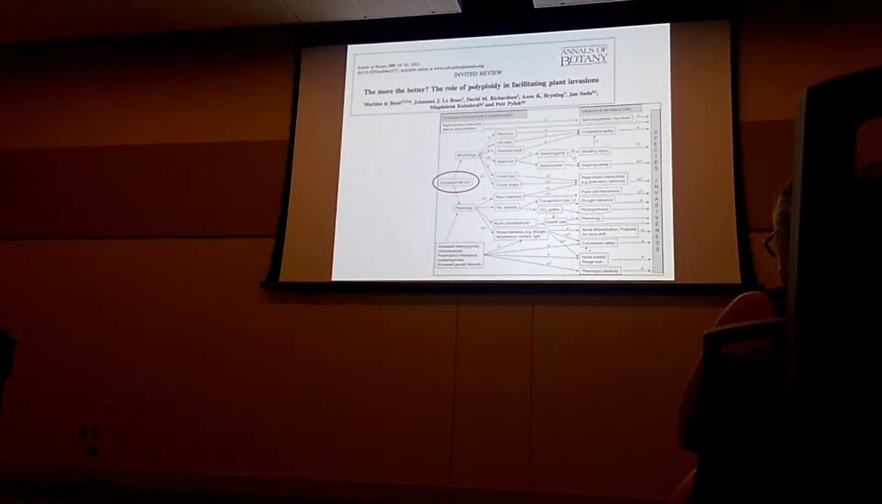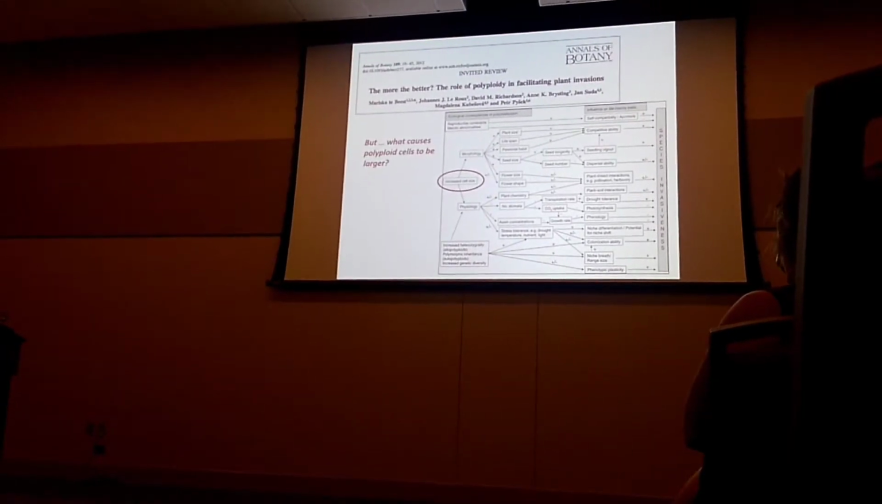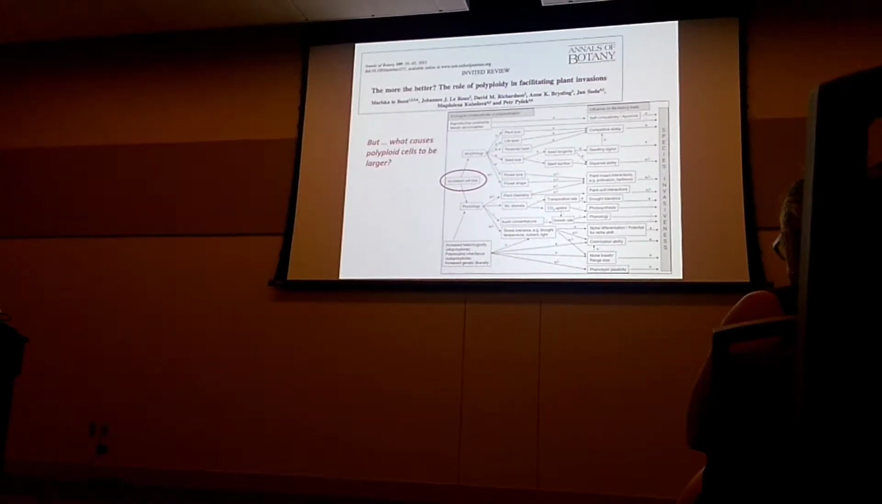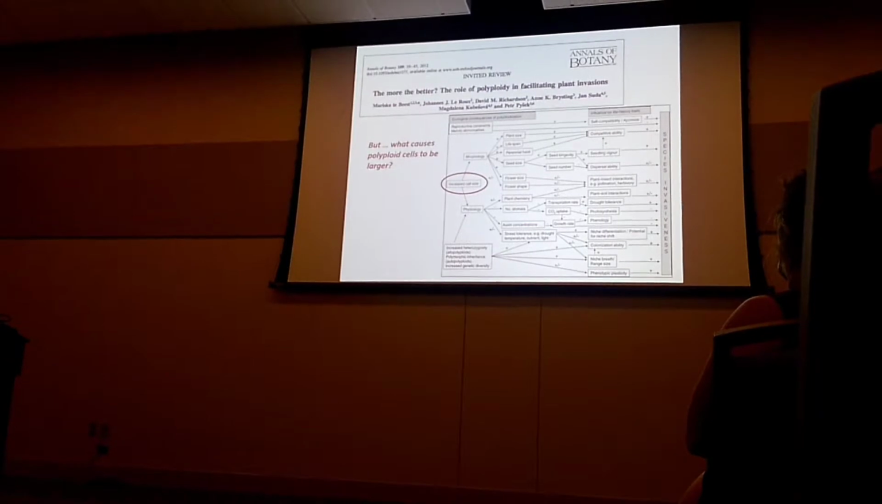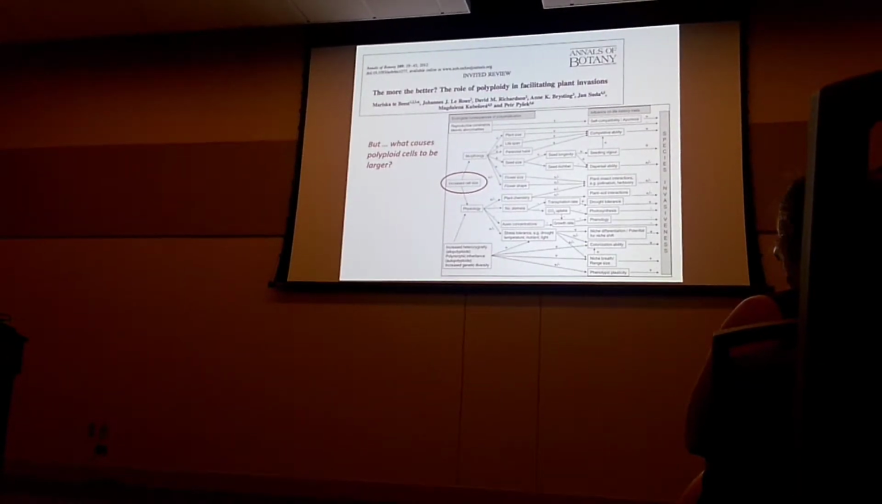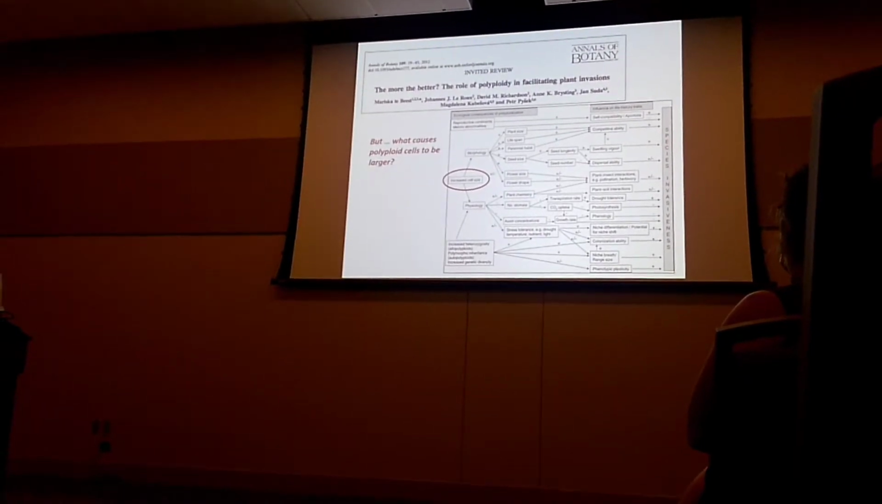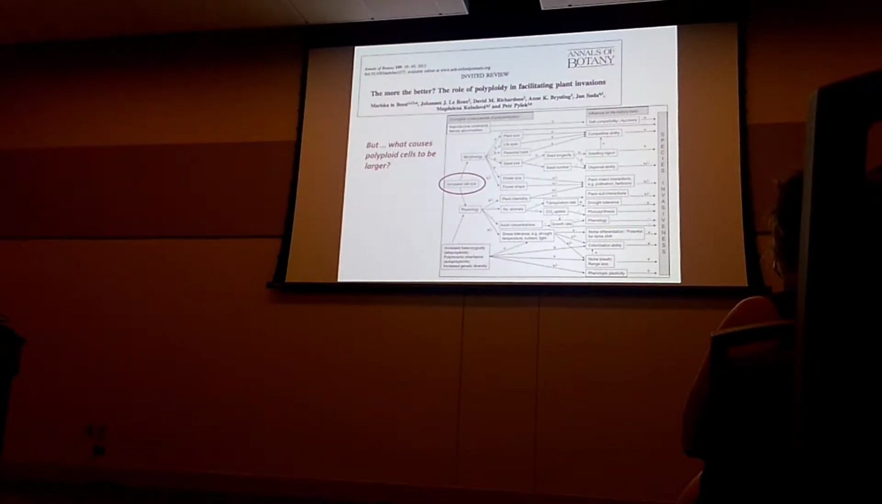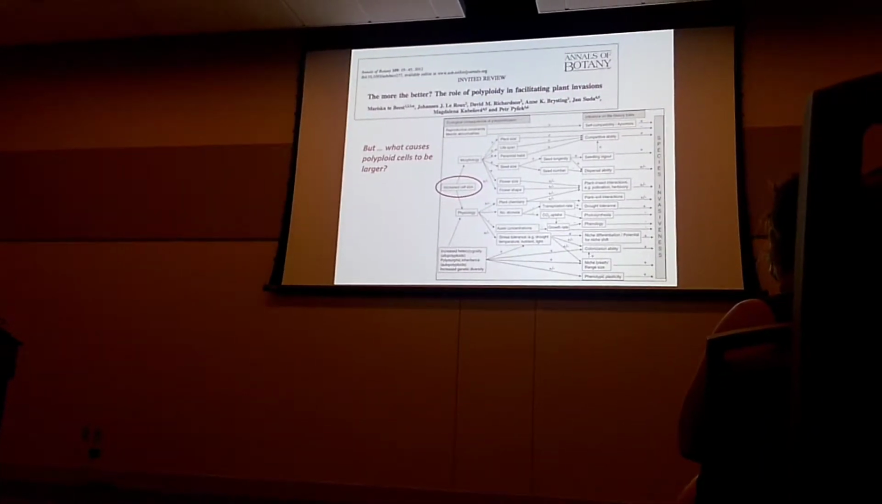and everything else downstream. But the question is, what causes polyploid cells to be larger? Is it polyploidy? Is it the genome size? What is it exactly that's doing that? Now, just a quick digression, which I don't have much time for, but I certainly thought as a systematist that I could just go to the literature on cell biology and find this out. It turns out that that's not so easy.